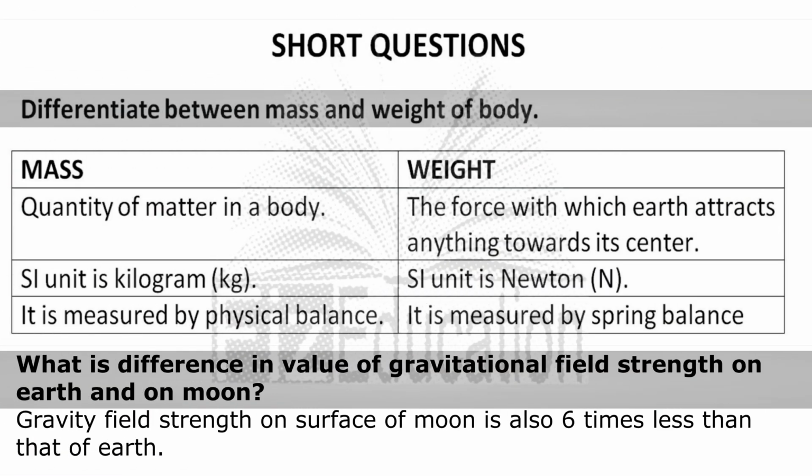Short questions. Differentiate between mass and weight of body. Mass: quantity of matter in a body. Weight: the force with which Earth attracts anything towards its center. The SI unit of mass is kilogram, kg.